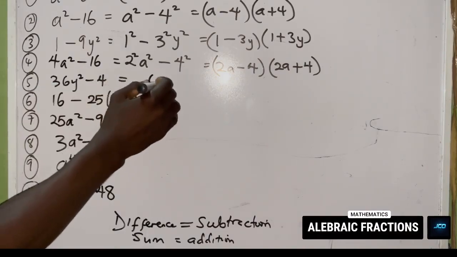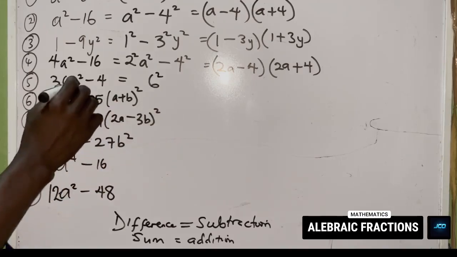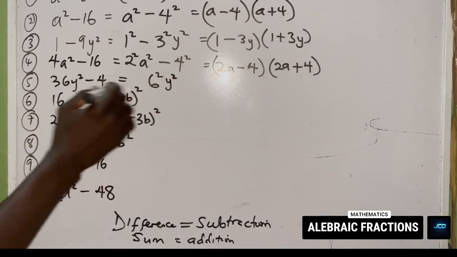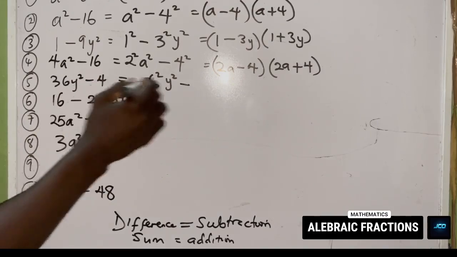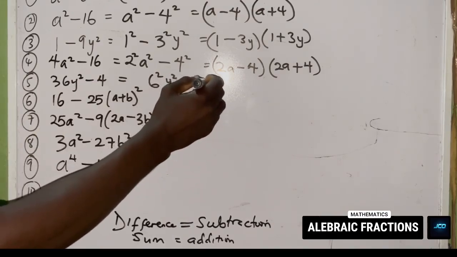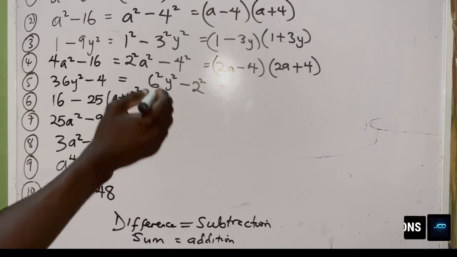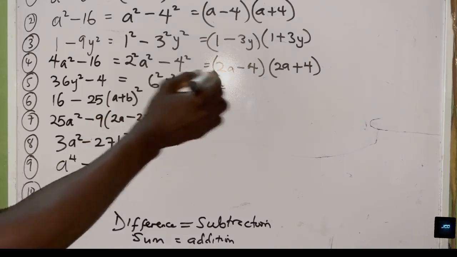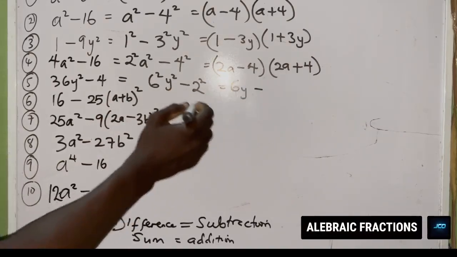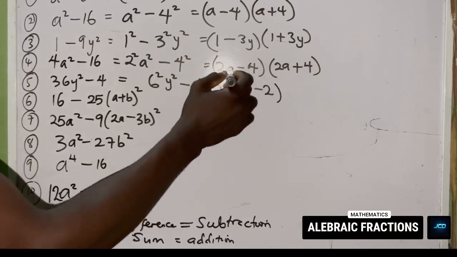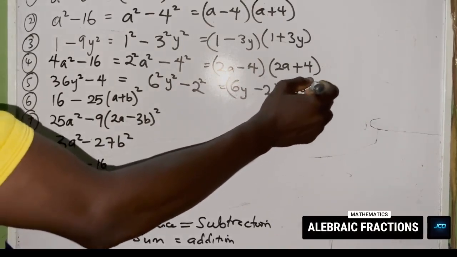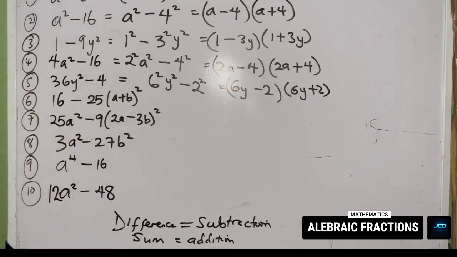36 is actually what? 6 square. Y square has been there. Minus 4 is what? 2 square. What does that give us? 6 and y, they are squares. 6y minus 2 is square. 2. 6y minus 2. Then 6y plus 2. Are you there? So you can pause the video and then try to solve it yourself.